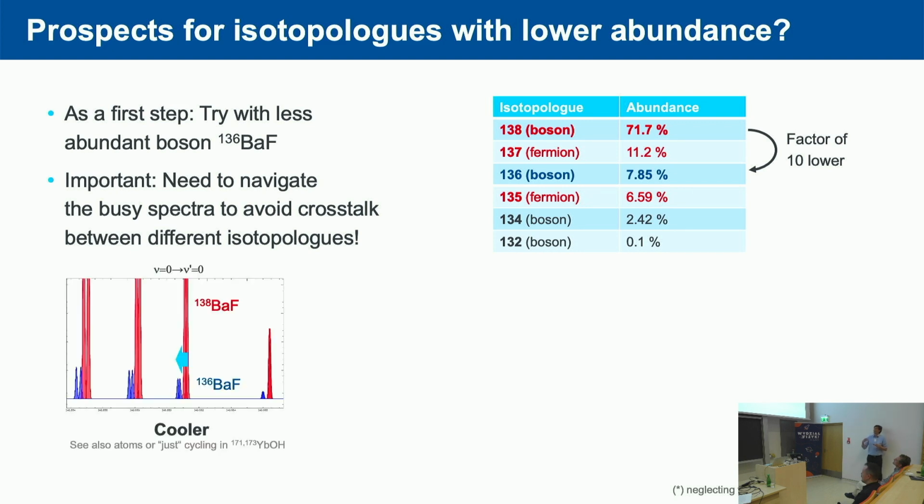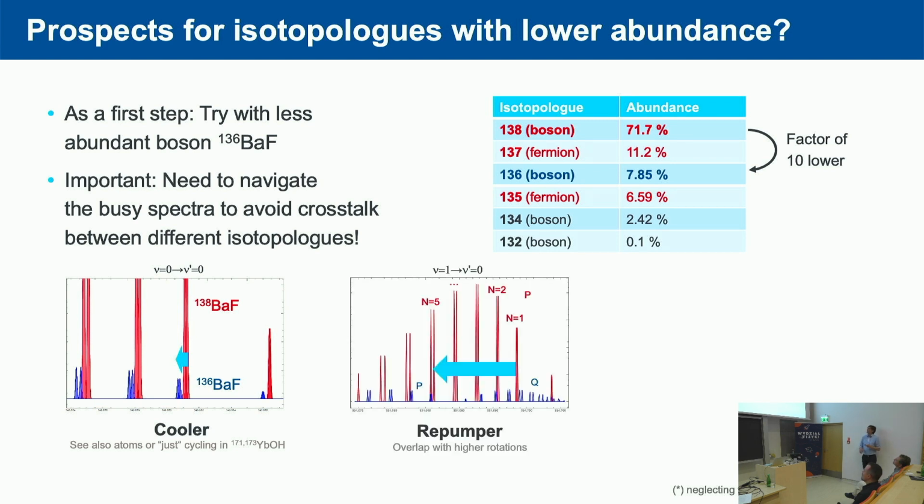If you just look at the cooling transition, just the purely electronic transition, it's still fine. If you just want to cycle, this was recently demonstrated, for example, in YbOH, it's basically textbook, what you learn from atomic physics. The transitions are just shifted, no problem.